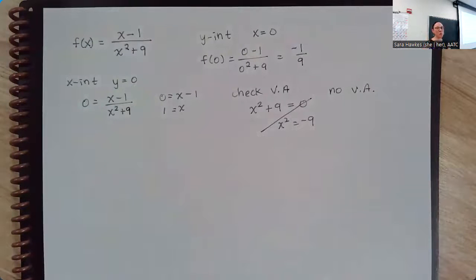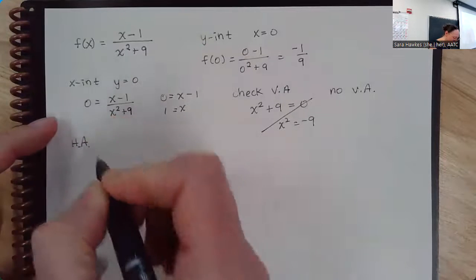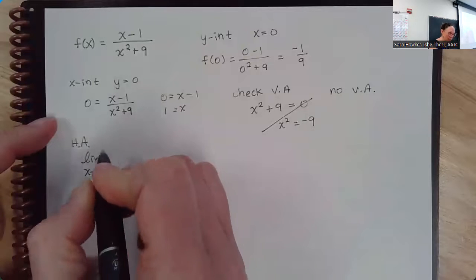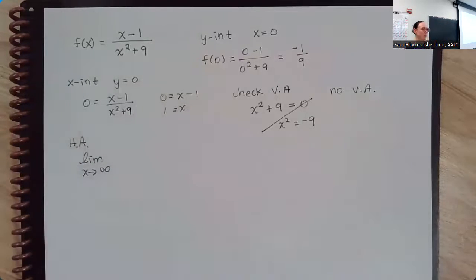That doesn't mean I don't have a horizontal asymptote. And horizontal asymptotes, we find the same way no matter what the function is. I'm looking at the limit as x approaches plus or minus infinity. Most of the time it's the same. It's not the same if I have square roots or e to the x, right? Because e to the x goes to 0 in one direction and infinity in the other direction. And if you have square roots, we can end up with two different horizontal asymptotes.